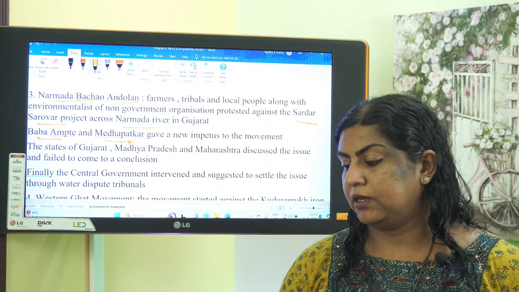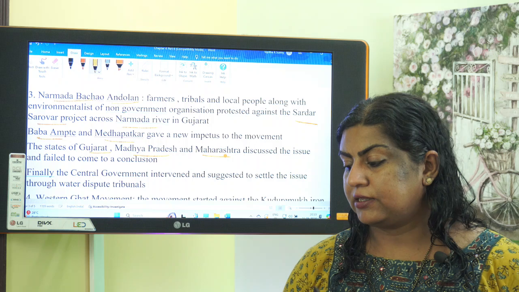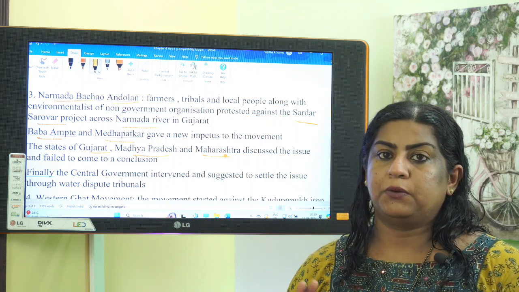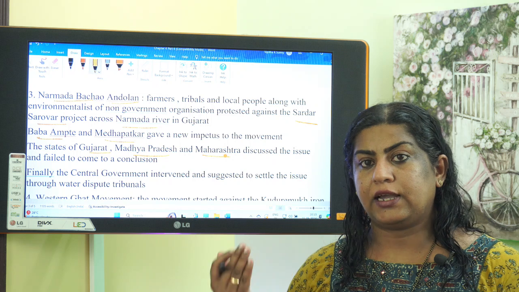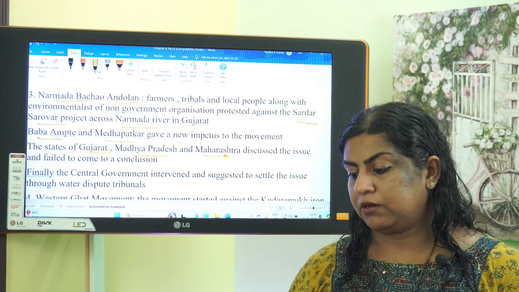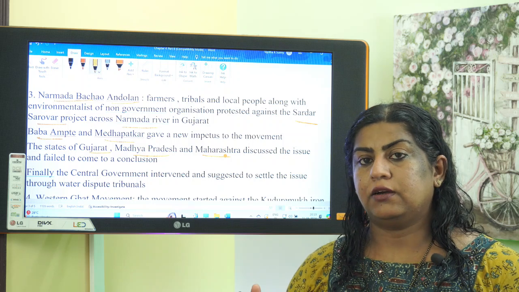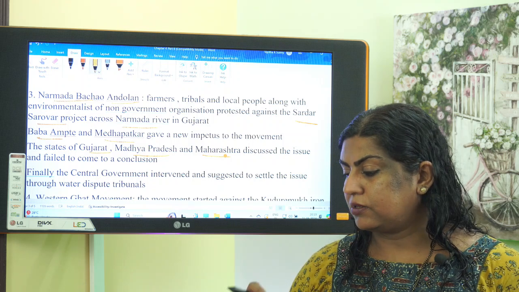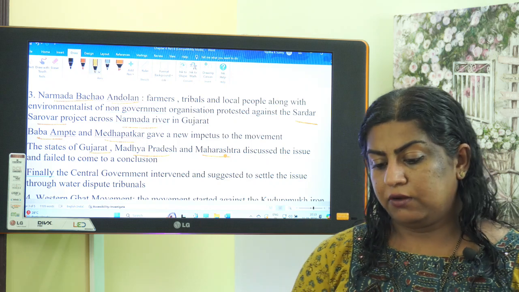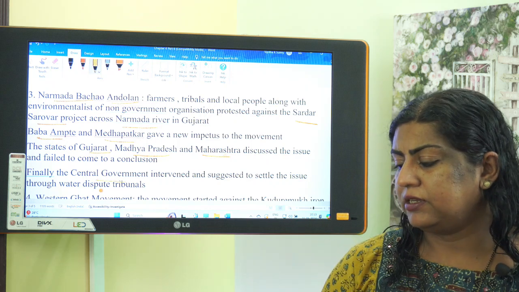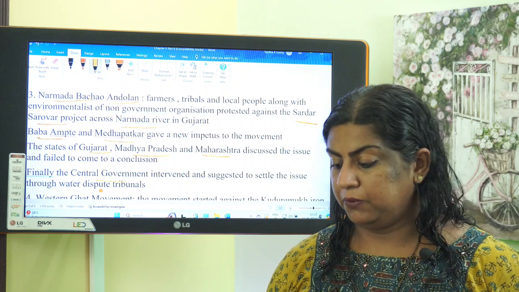The states of Gujarat, Madhya Pradesh and Maharashtra discussed the issue, but they failed to come to a conclusion. Finally, the central government intervened and suggested settling the issue through the water dispute tribunal.